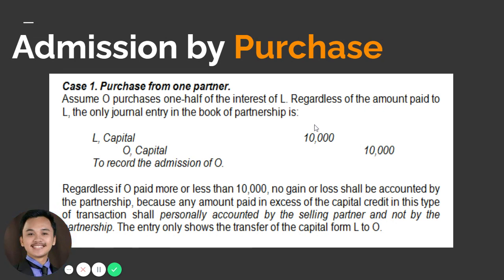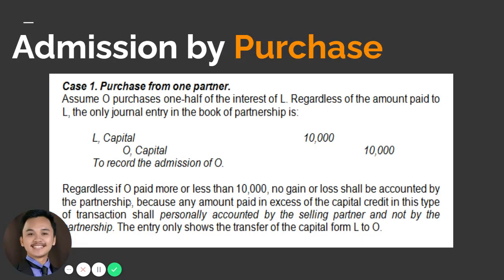Regardless of the amount paid to L, the only journal entry on the books of the partnership will be this one. For example, it is agreed by L that L will be transferring a portion of his capital to O with 10,000. So regardless of whether L recognizes a loss or gain, the only thing recorded in the partnership books will be the actual agreed capital to be transferred by L to O. For example, they agreed to transfer 10,000 from L to O. So debit L and credit O capital to transfer the capital of L to O amounting to 10,000.